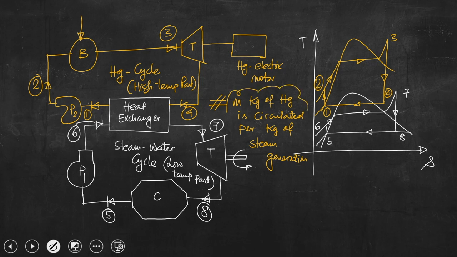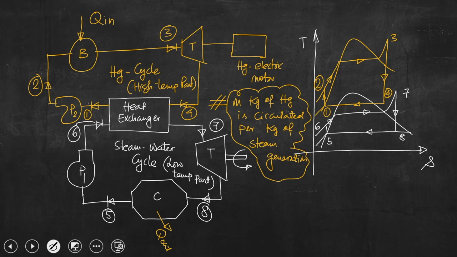We are assuming that the mercury is pumped by this pump P2 to the boiler. So, this is Q in and finally, this is Q out. Virtually there is no heat rejection in the HG cycle, but there is heat rejection, and that rejected heat is gained by the water. So, effectively there is a high temperature reservoir wherein heat is added, and a low temperature reservoir wherein heat is rejected.